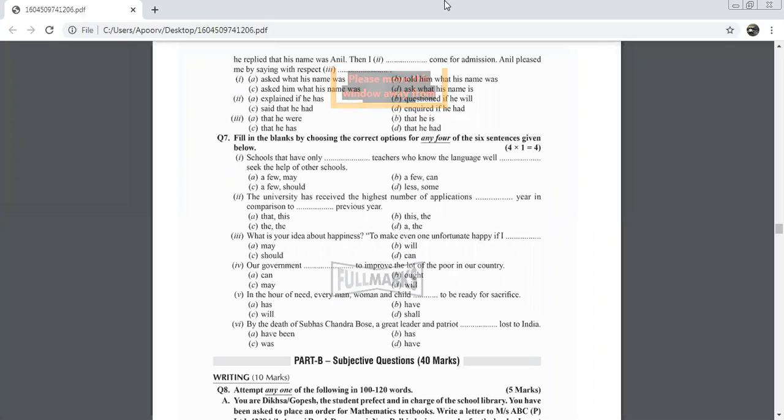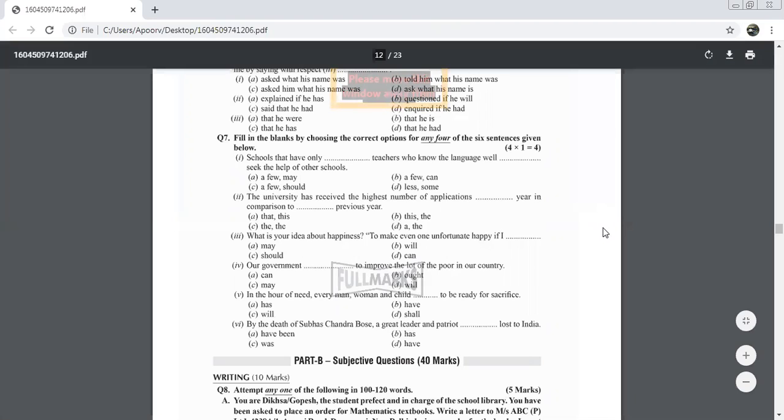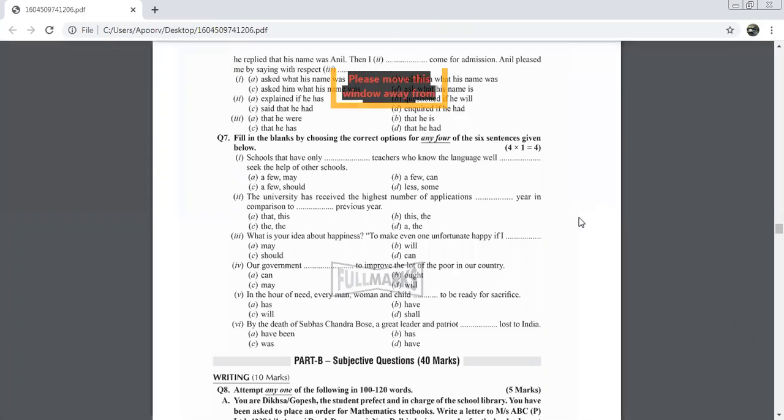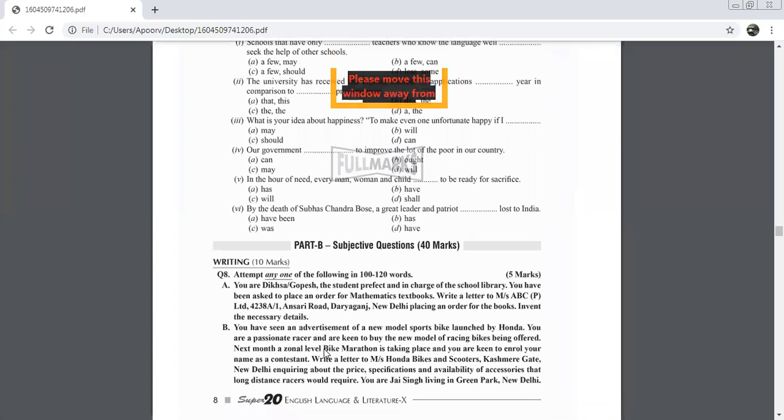Okay. Next one. By the death of Subhash Chandra Bose, a great leader and patriot dash lost to India. Option C. Was. We cannot have it in perfect. It's not a recent event. It's an old incident. So it cannot be have been. It should be was.